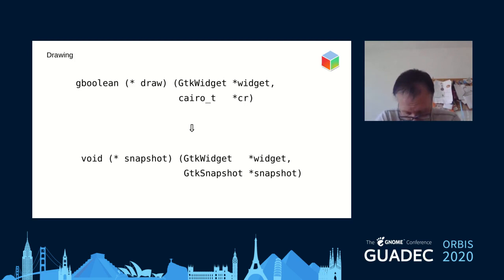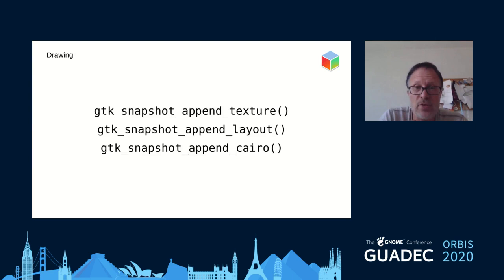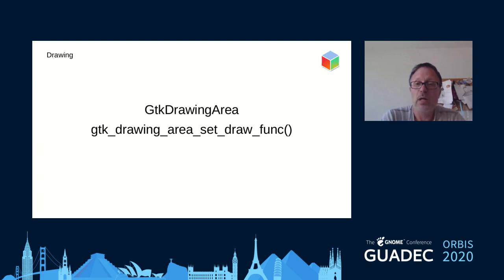So the responsibility of your custom widget is purely to produce its custom content in its snapshot implementation. And if you're doing that, you'll probably want to call some of the convenience API that GTK Snapshot has for doing that. For example, GTK Snapshot Append Texture if you want to draw a texture, or GTK Snapshot Append Layout if you need to render some text with the Pango layout, or GTK Snapshot Append Cairo if you want to do some custom Cairo drawing and you need a Cairo context for that.